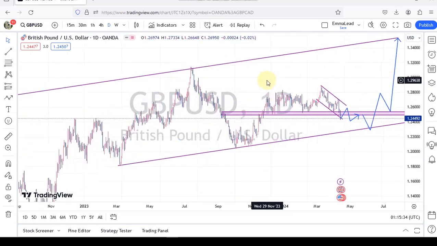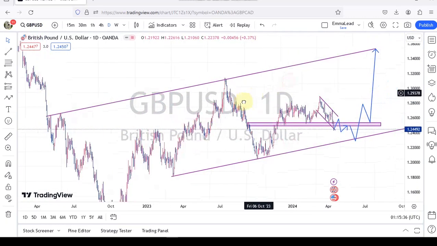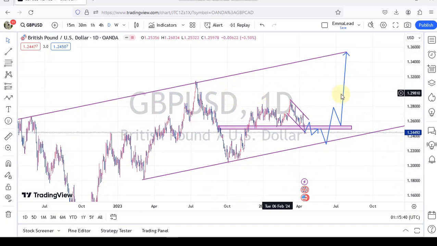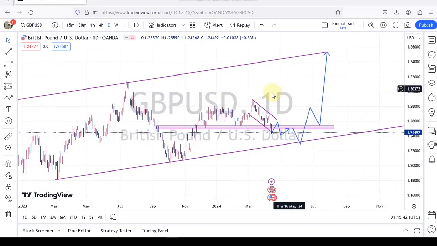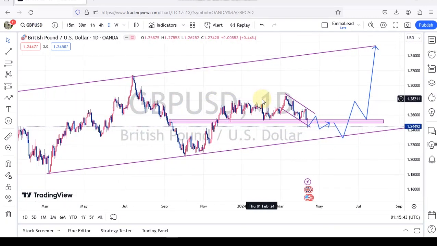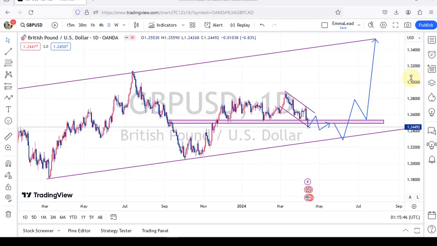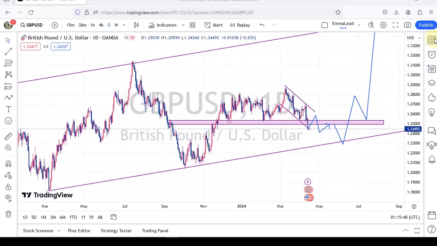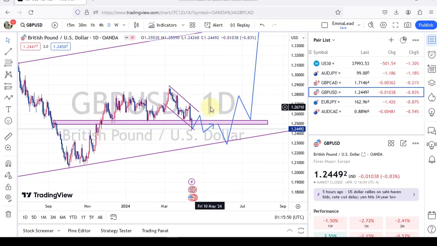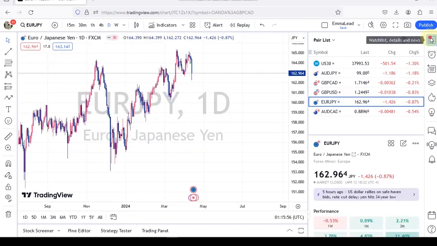So guys, feel free to let me know what you think about this analysis. The next pair we are checking right now is Euro JPY. So I'm done with this particular GBP USD. The next one is Euro JPY. So let's look at what Euro JPY has in store.